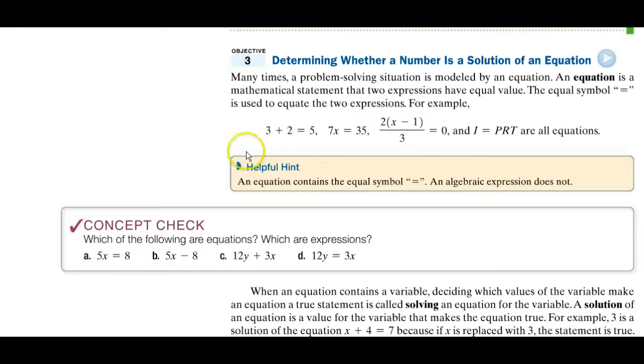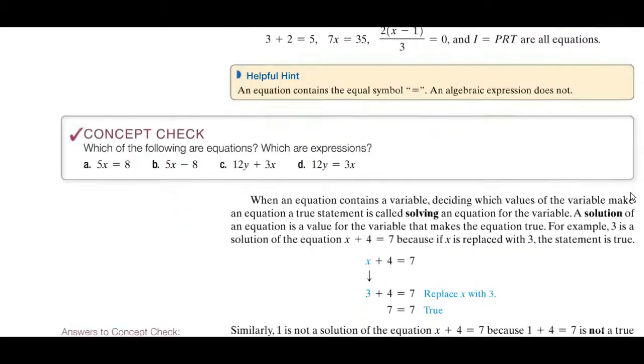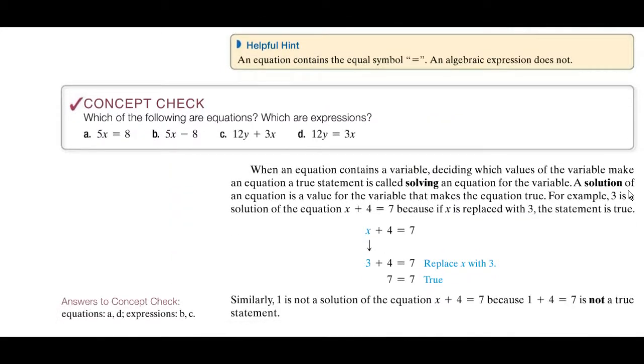Okay? So here has an equation. It has an equal sign, equation. No equal sign, expression. No equal sign, expression. Equal sign, equation. Okay. Now, when we have an equation, often we're looking for a value of our variable that makes the equation true. And we'll be doing that in chapter 2.